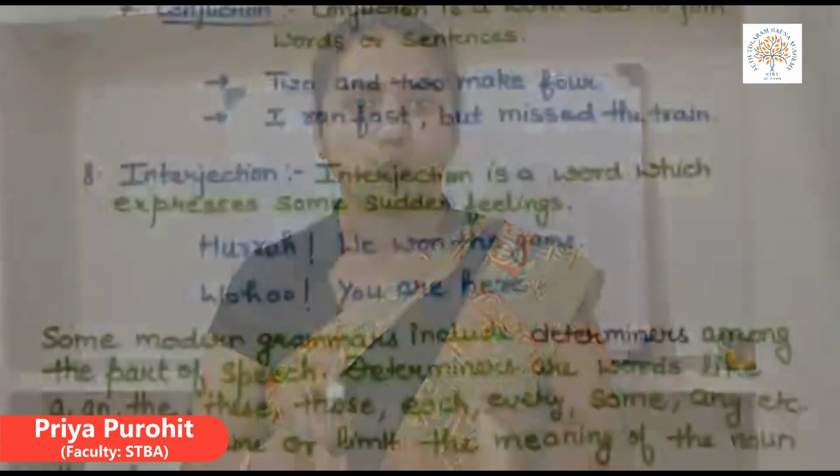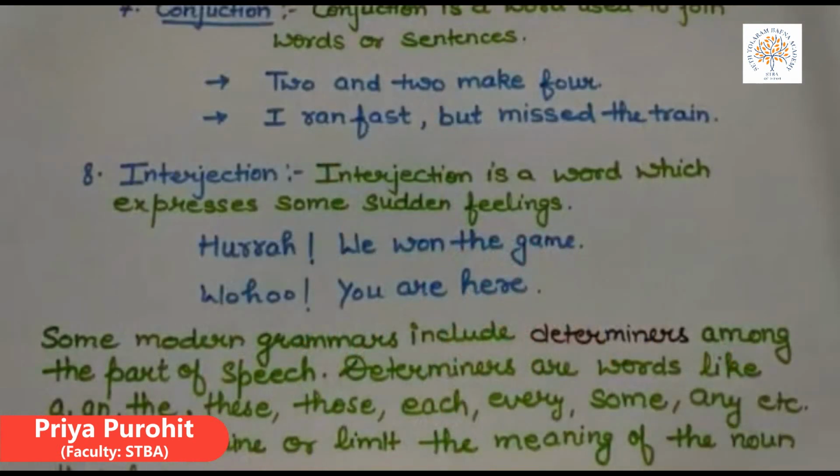Second last is conjunction. Conjunction is a word used to join words or sentences. That's very easy. You all know about this. And the last is interjection. Interjection is a word which expresses some sudden feelings. So we have completed our explanation of the new lesson and revision of the previous lesson.